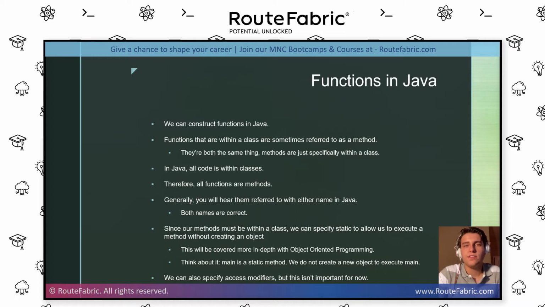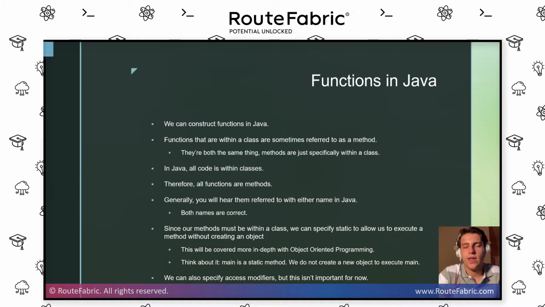So since our methods must be within a class, we can specify the static keyword to allow us to execute a method without creating an object. This will be covered more in depth when we talk about object-oriented programming. All you need to know for now is that when we create a method within a class, in order to use that method, we have to create an object, and we don't always want to do that. So we can specify static to say, hey, you can call this method without an object. You don't have to create an object.